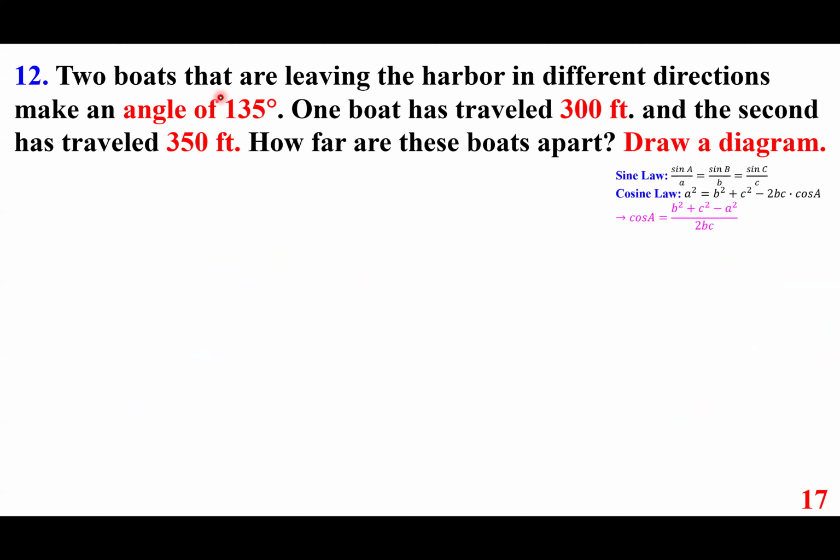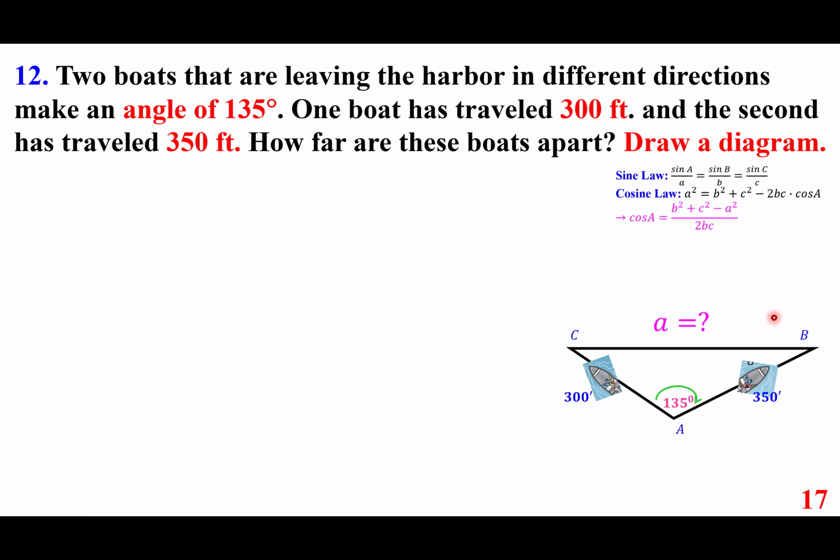Two boats that are leaving the harbor in different directions make an angle of 135 degrees. One has traveled 300 feet, the second one 350 feet. How far are these boats? So you have to draw a diagram even if they don't ask you. So you have to set up in the following manner. One is going this way, one is going that way. And as we call them ABC, the angle in between is 135 degrees. This covers 300 feet, this covers 350 feet, and we are interested in finding BC, or let's call it A.